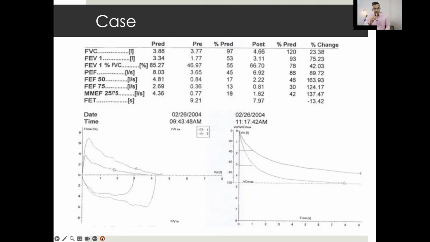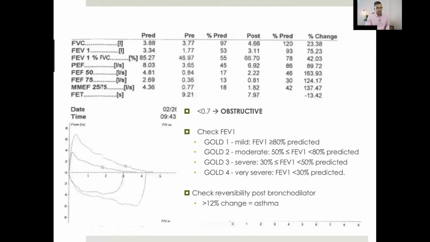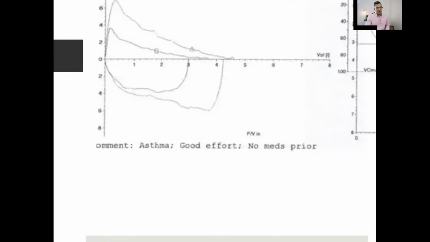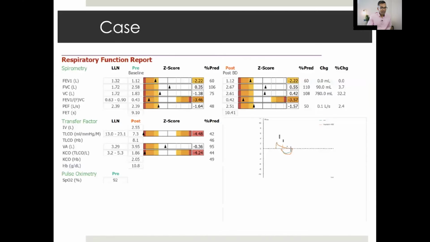It goes from an FEV1 of 53% predicted to 93%, so it's more than 12%. So it's responsive to bronchodilators. So this is asthma. Fantastic. You've got all the makings of obstructive disease with significant reversibility with bronchodilators, so asthma. Next one, take 30 seconds.